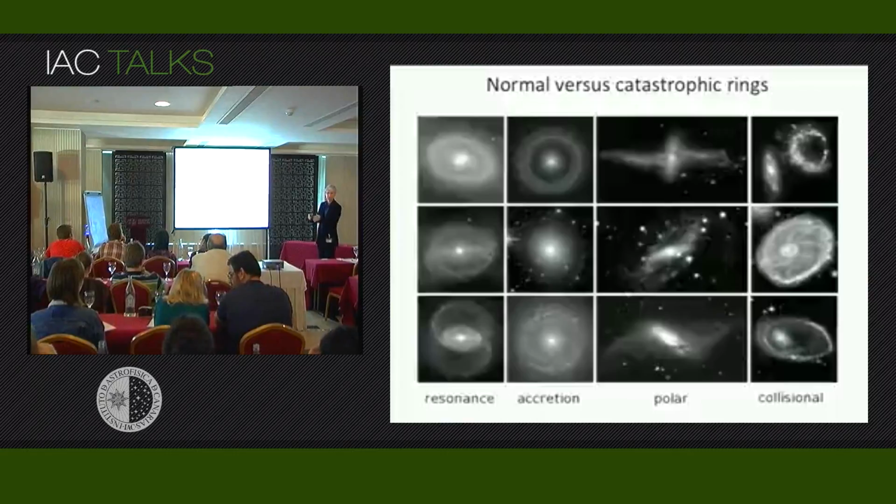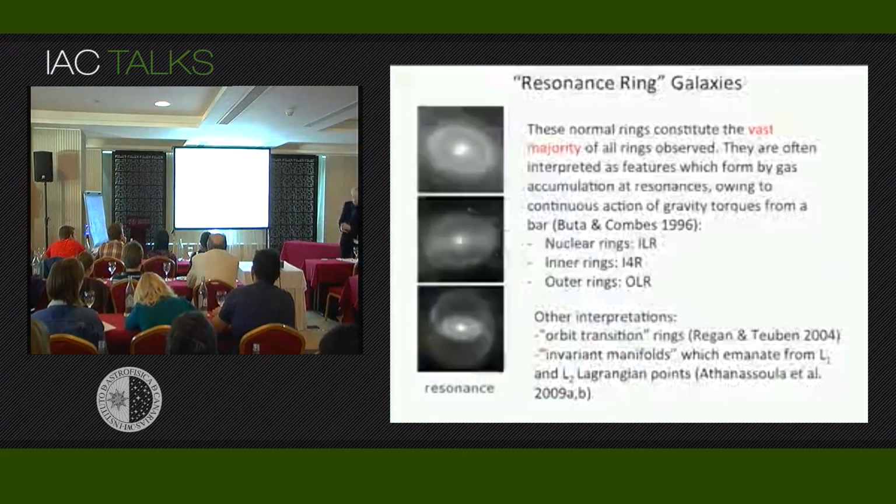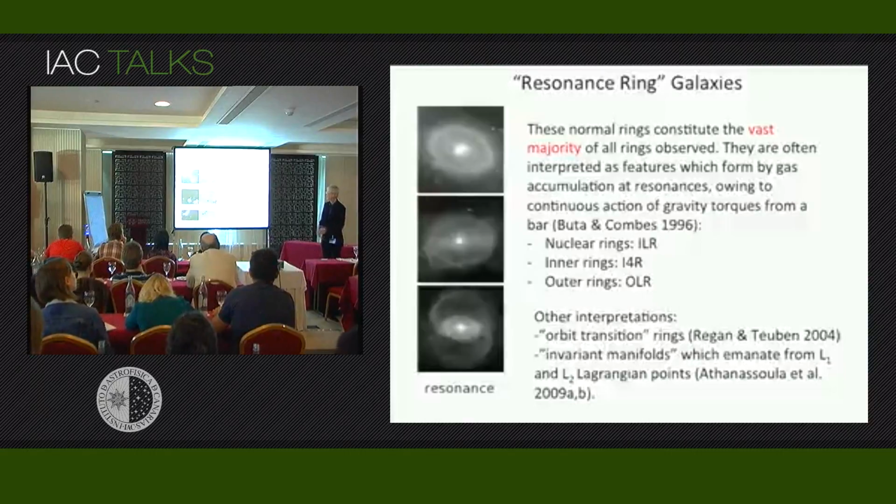The regular rings are formed by internal processes. And these rings are quite interesting. But let me briefly summarize the normal rings, because I want you to realize that the huge majority of any rings you see are the ones on the left, not the ones on the right. Normal rings are sometimes called resonance ring galaxies. They are the vast majority of everything that's observed. They're thought to form by gas accumulation at resonances owing to gravity torques from bars and possibly spirals.